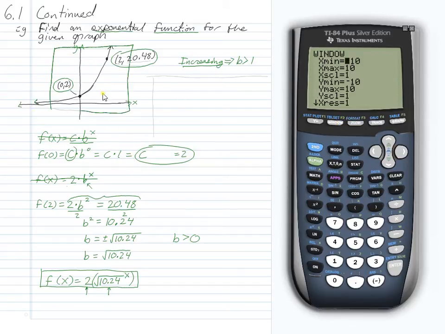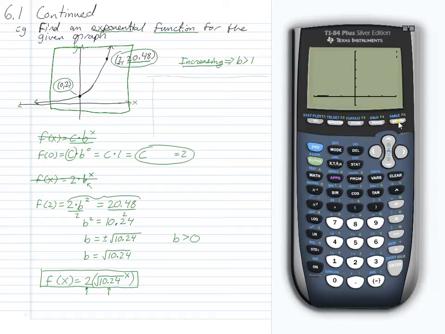So I want to be able to see below and to the left of (0, 2), so I could go over to maybe -3 for the x-min and maybe -5 or -10 for the y-min. Just anything below the x-axis would be good. Then I want to be able to see to the right of 2 and above 20.48, so maybe I'll go over to 3 and up to 25. Alright, that should be a good viewing window.